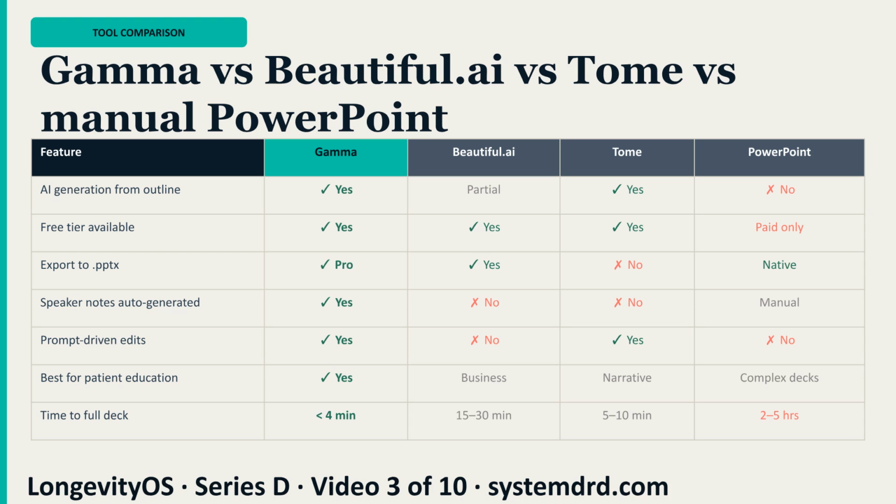Comparing tools, Gamma is the only option offering full AI generation, a free tier, and automatic speaker notes. With a build time under 4 minutes, it is significantly faster than competitors and manual PowerPoint creation.